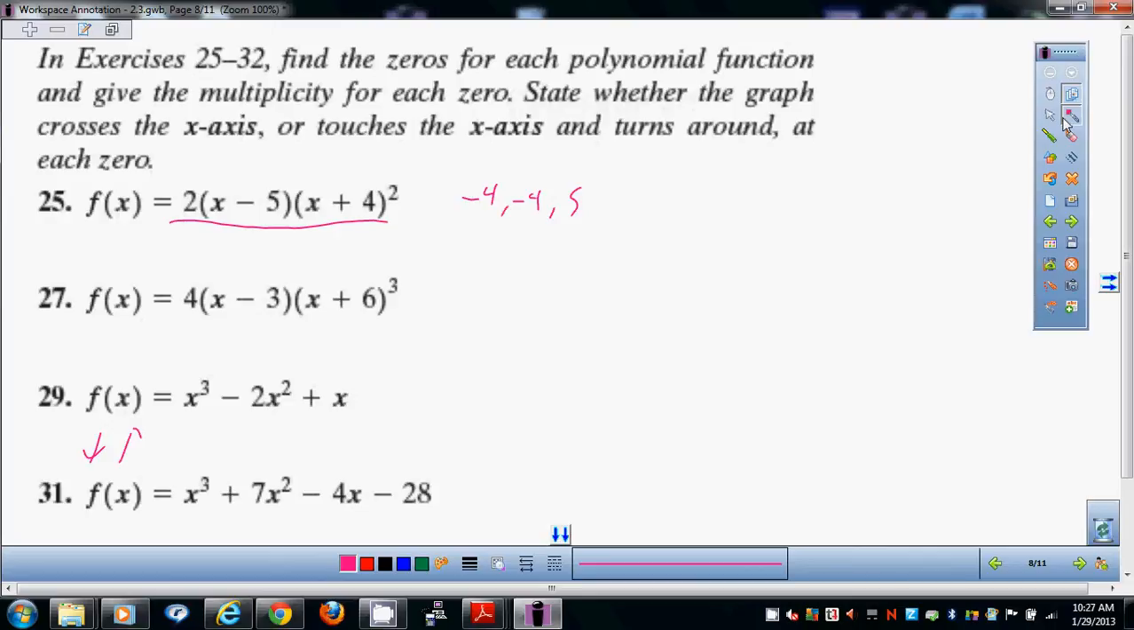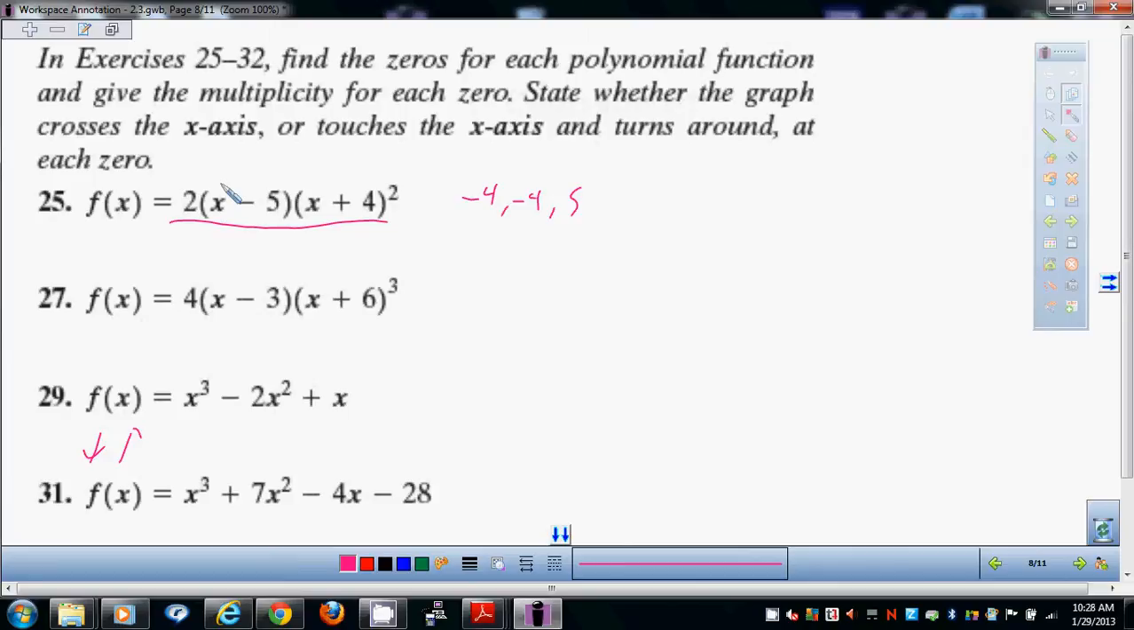This is kind of an outside-the-box question. If I were to FOIL all this out, what would my leading term be? If I were to FOIL these two out and then multiply by this, then by this, what would my first term be? 2x cubed. That's right. You FOIL this part out, that would be x squared. Then you multiply by that, and that would be x cubed. Your leading term would be 2x cubed.